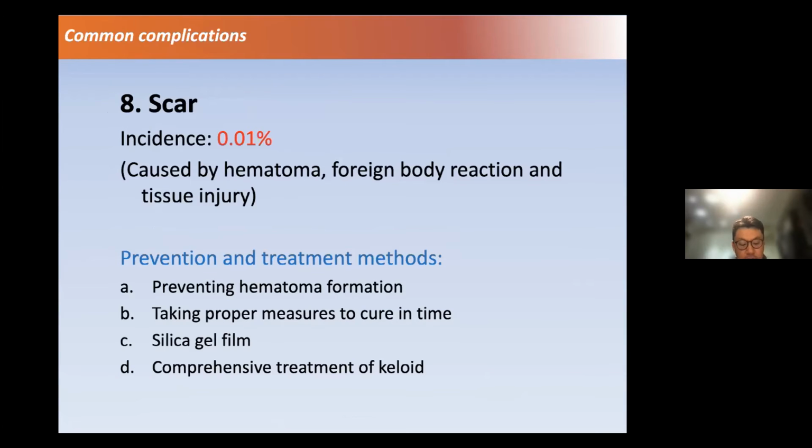Next is scar, which is caused by hematoma, the foreign body reaction, and the tissue injury. The prevention and treatment methods include preventing hematoma formation, taking proper measures to cure in time, and we can use silica gel film and comprehensive treatment of keloid.